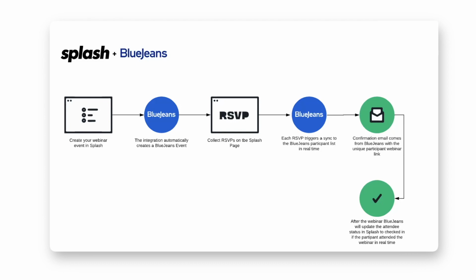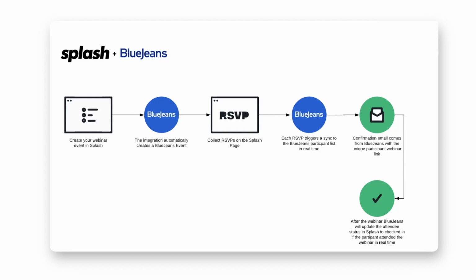As you get that created and get all that data mapped over, and you start to promote your Splash webinar page and start to collect RSVPs, in real time, all of those RSVPs will get triggered and sent over to BlueJeans. On the BlueJeans side, the participant list really only requires emails, so there's no real mapping exercise there. We simply take all the emails and map them over. From there, the confirmation email is triggered out of BlueJeans. It has all of the data you need to join the webinar, call in, dial in information, all of that.